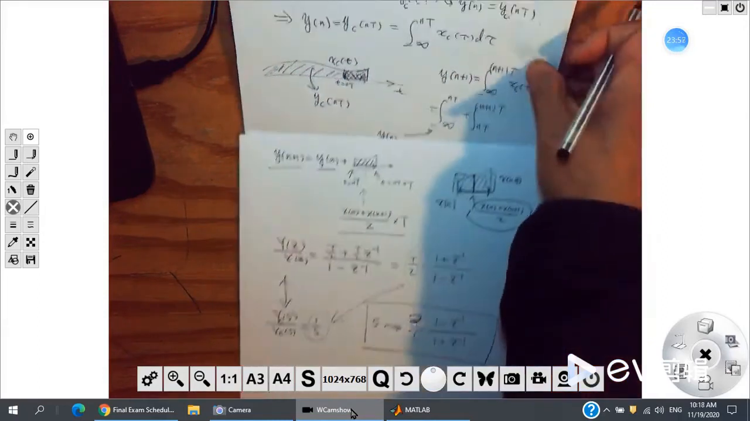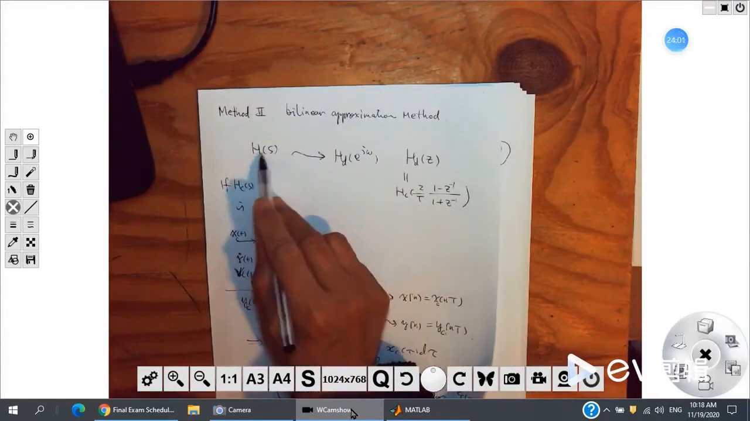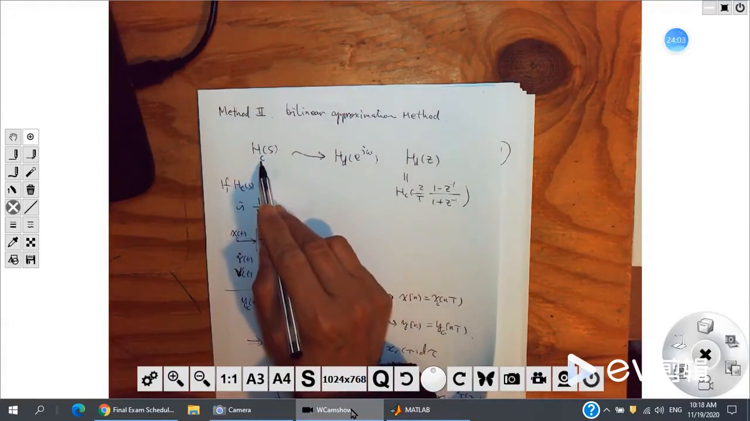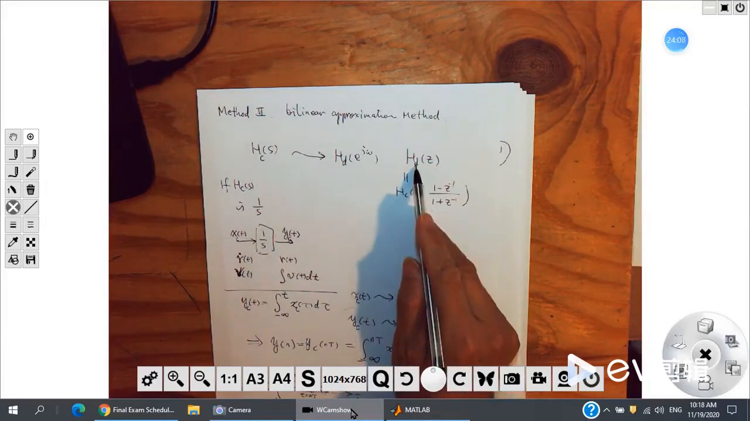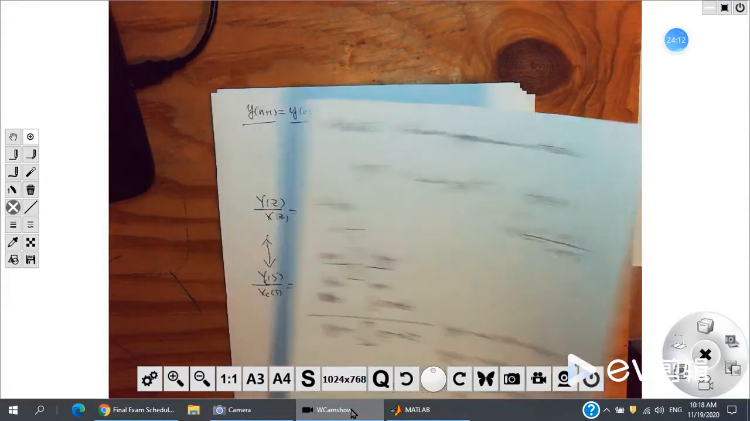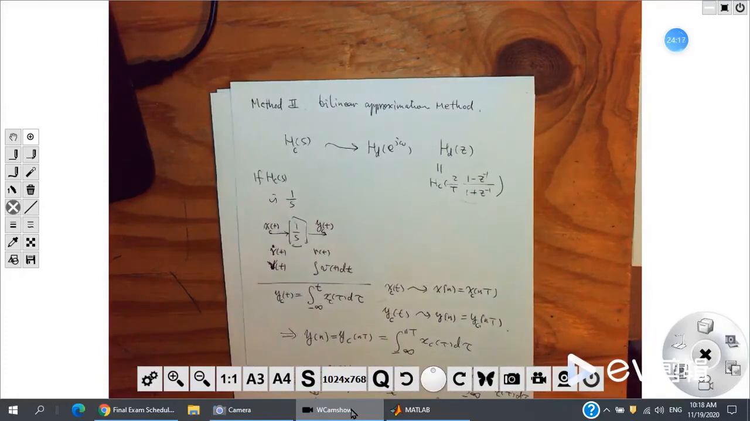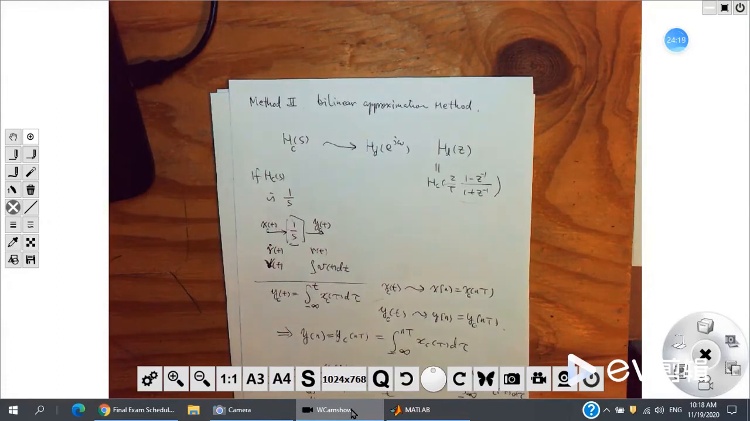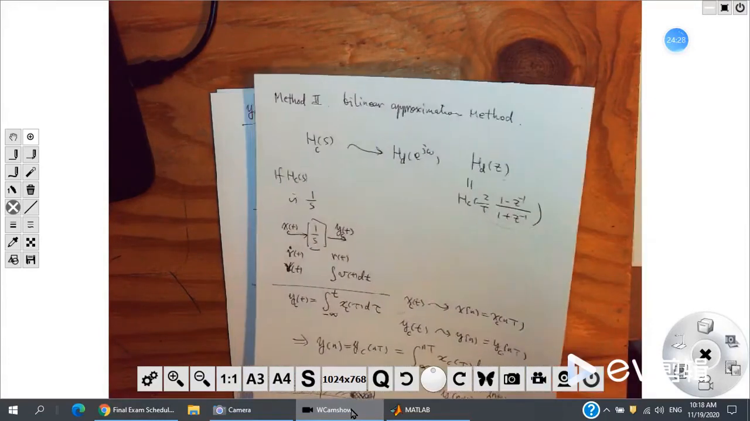We just replace s: if you have H of s in continuous time, you replace s by this expression, then you have the discrete time one. Okay, so this is the second method. Actually we have more methods, but here I just introduced two. Alright, and then we will try to run MATLAB. In MATLAB, you can see the built-in function, and you can see more methods there.